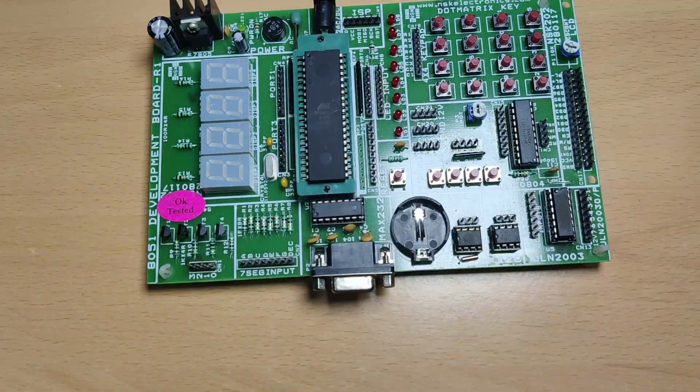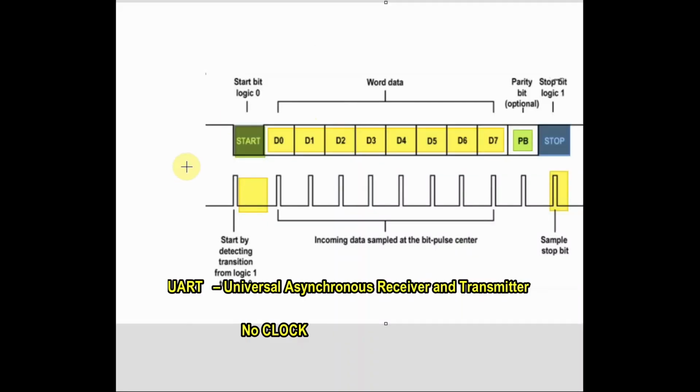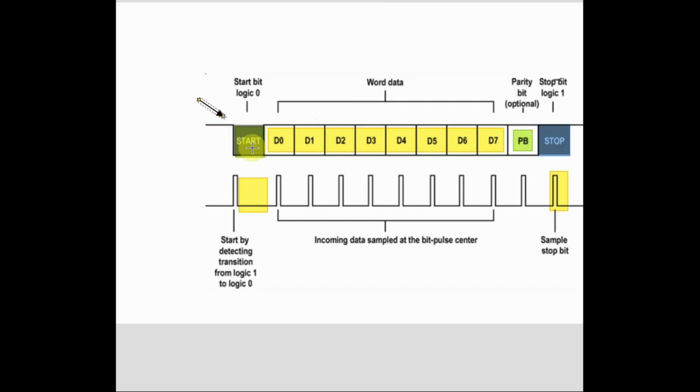Now let us see the serial communication, which is called UART in 8051, that is Universal Asynchronous Receive Transmit, and it uses no clock. There is a start bit which is usually low, and after that 8 bits D0 to D7. D0 is the LSB and it goes out first, and D7 is the MSB which goes out last, and after that a parity bit is there which is optional, and finally a stop bit which is usually high.